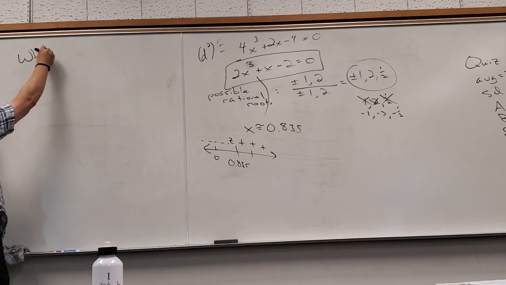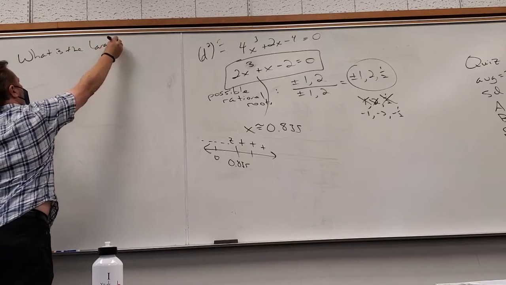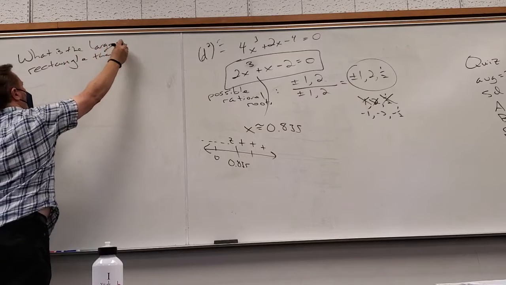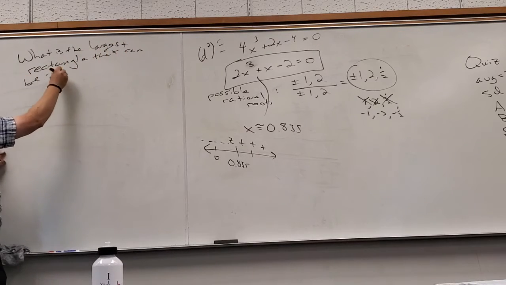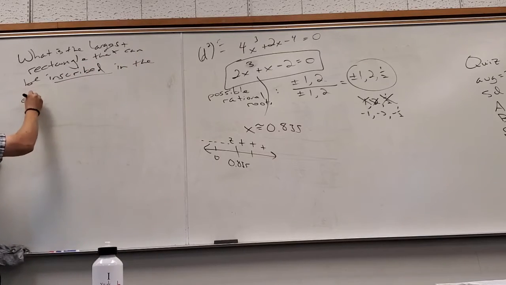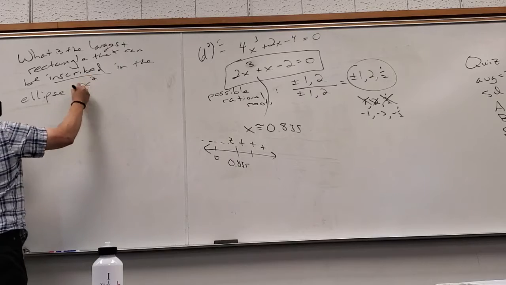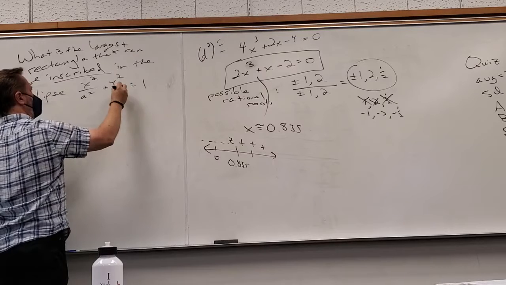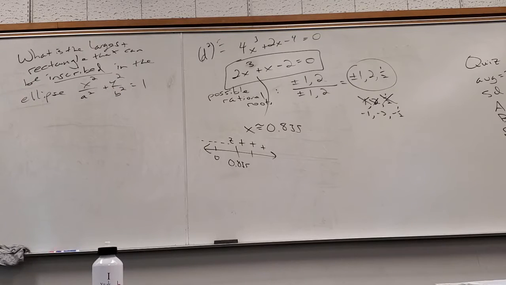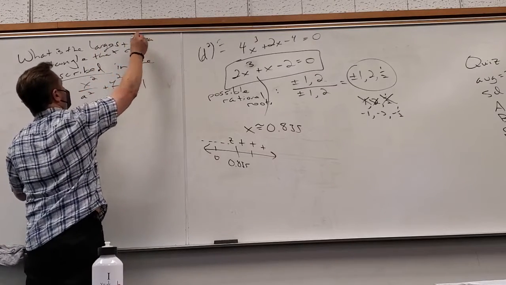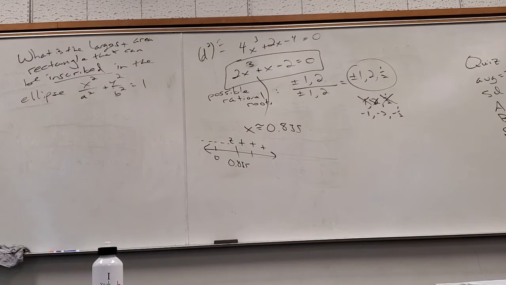What is the largest rectangle that can be inscribed in the ellipse x squared over a squared plus y squared over b squared equals 1? Do you mean like area? Yes, I love it. What is the largest area rectangle? It's bad grammar, but yeah, that's a good one.